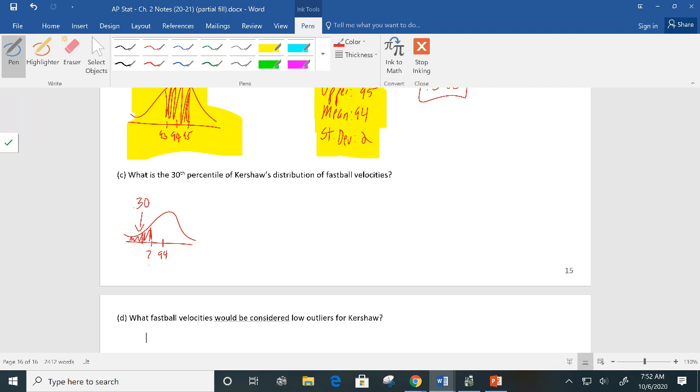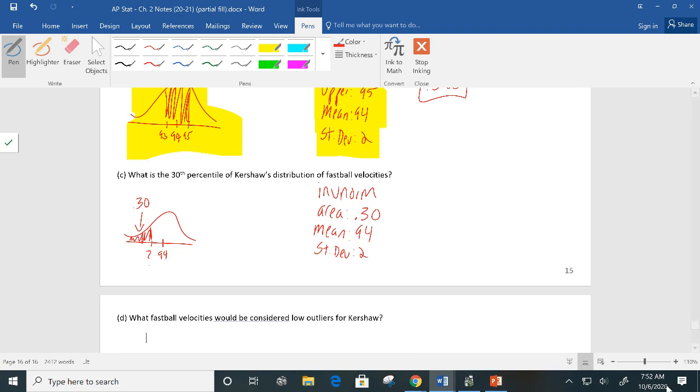So could I do this by hand? Absolutely. I could look up what z-score corresponds to the 30th percentile and then solve for x. Why do that when we could just use the calculator and inverse norm? So I'm going to go to inverse norm on my calculator. The area represents the area below, so in this case it would be 0.30. The mean is 94, and the standard deviation is 2.